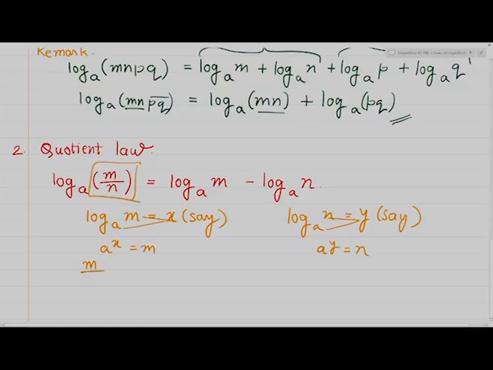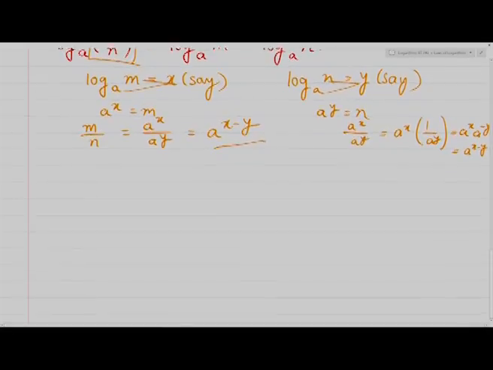So, I will write m upon n, which is equal to a raised to x upon a raised to y. By using the law of indices, it will be a raised to x minus y. This is well known. Anyway, I will list it. a raised to x upon a raised to y is equal to a raised to x into 1 upon a raised to y. In the last class, when we solved the example, we proved that it is a raised to x into a raised to minus y, which is equal to a raised to x minus y. So, now what we got is m by n is equal to a raised to x minus y.